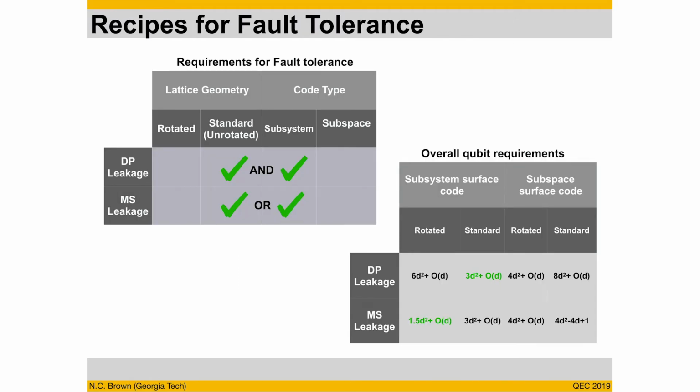So what are these requirements for fault tolerance? It depends on your leakage model, but if you have depolarizing leakage, then you must have both a standard and a subsystem code. No other combination will be fault tolerant, so a rotated subsystem code is not fault tolerant, or a standard subspace code is not fault tolerant.